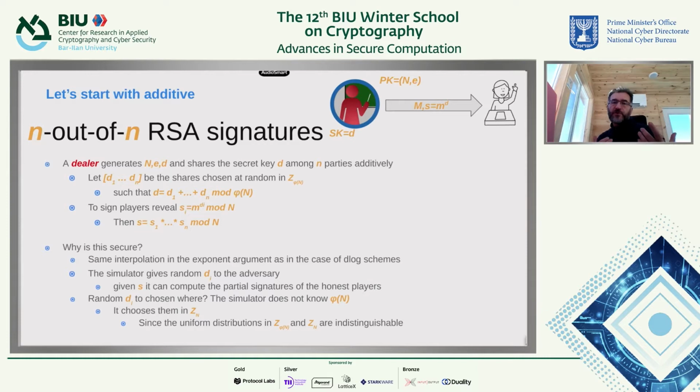In fact, the uniform distribution between 0 and phi of n and the uniform distribution between 0 and n are indistinguishable. That is true when p and q are of somewhat the same size, which is the case when you choose an RSA modulus. So this is the subtle issue that comes up when you do additive n-out-of-n RSA signatures. The subtle issue that you don't know phi of n will continue to haunt us and give us trouble throughout the entire set of lectures that I'm going to do about RSA.